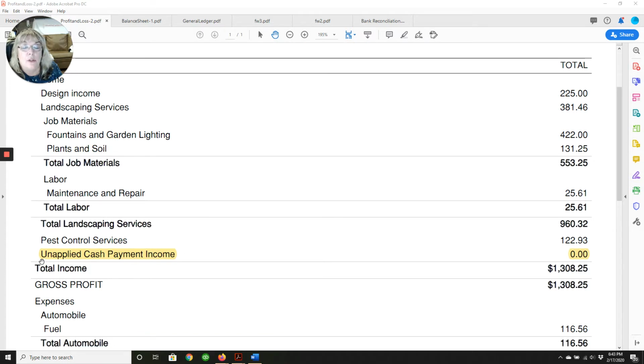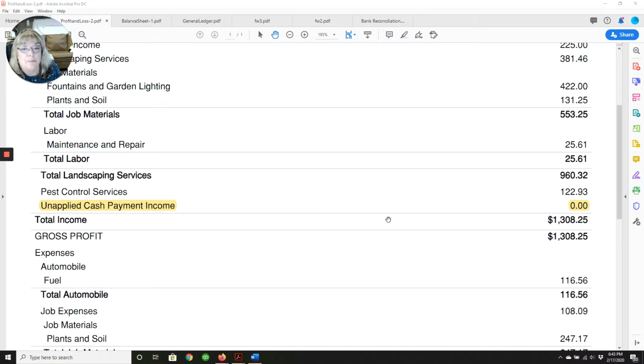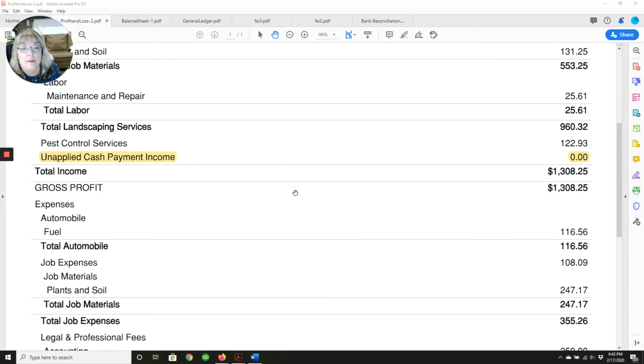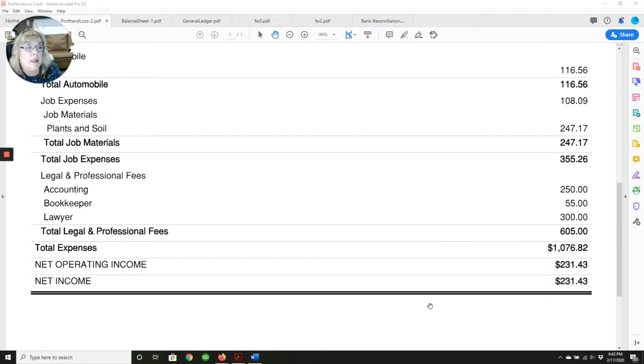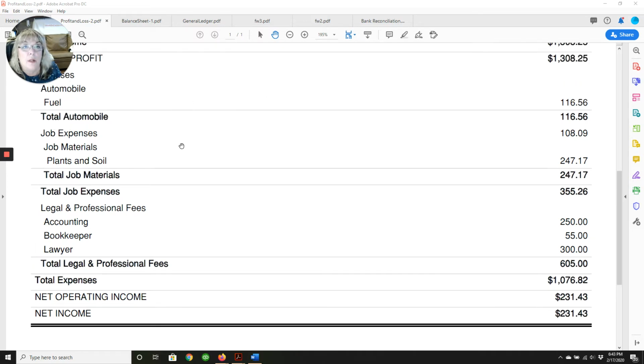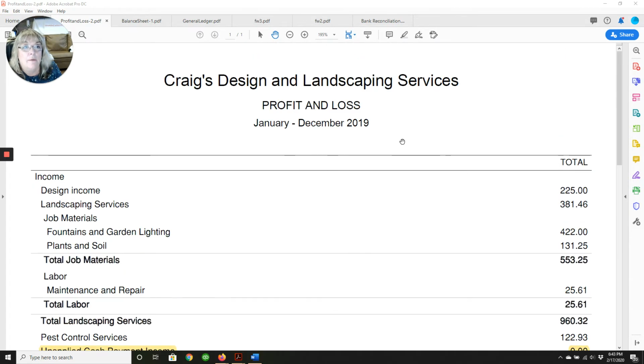Here you can see we've got the income, labor, and you want to make sure that if you have this on your profit and loss statement that it does equal zero. If it does not, then we have to make sure that you go and apply. That means you have cash not being applied to an invoice. There's your gross profit. Here are your expenses. And then the net income. So he's going to want this report for the entire year. Then we'll pop over to the balance sheet.